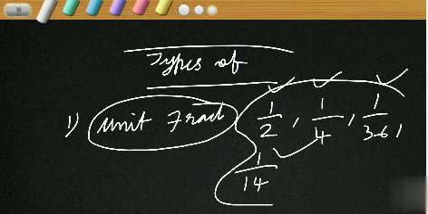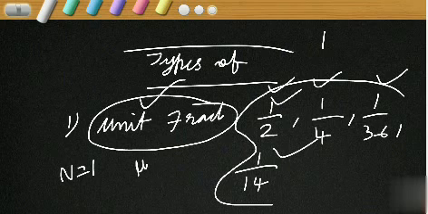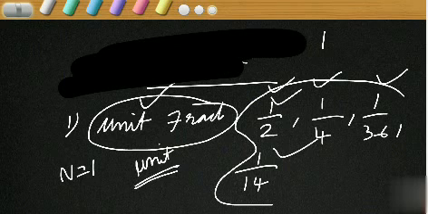Yes, very good. In all these fractions, the numerator is 1. So the fractions with 1 as the numerator are known as unit fractions. Unit usually represents 1. So the fractions with 1 as the numerator are known as unit fractions. This is the first type.